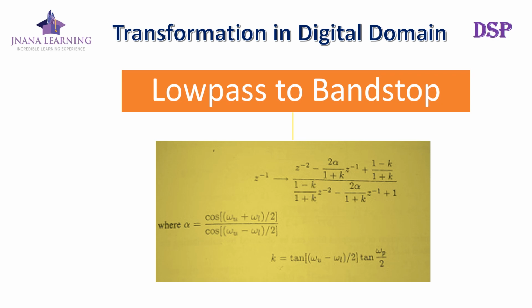And finally, the transformation from low pass to band stop. Here Z inverse is transformed into (Z raised to minus 2 minus 2 alpha by (1 plus k) Z raised to minus 1 plus (1 minus k) by (1 plus k)). In the denominator, (1 minus k) by (1 plus k) Z raised to minus 2 minus 2 alpha by (1 plus k) Z raised to minus 1 plus 1, where alpha is equal to cos of (omega u plus omega L) by 2 divided by cos of (omega u minus omega L) by 2, where k is equal to tan of (omega u minus omega L) by 2 times tan of omega p by 2. So these are the transformations in the digital domain.